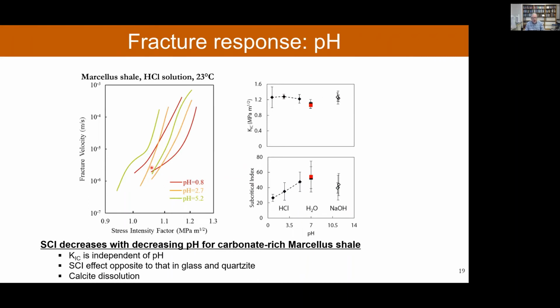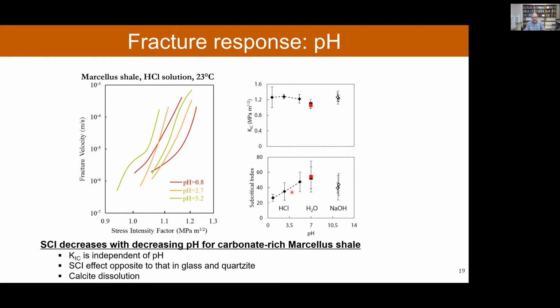In principle, if you inject CO2 into water, the pH could go as low as 2. But it depends. It could be much less depending on the buffering capacity of the rock water system. So in this case, we use HCl for convenience and go as low as 0.8. It has little effect on the fracture toughness, surprisingly. But in a carbonate-rich rock such as the Marcellus Shale, it has obviously a big effect on the subcritical index.